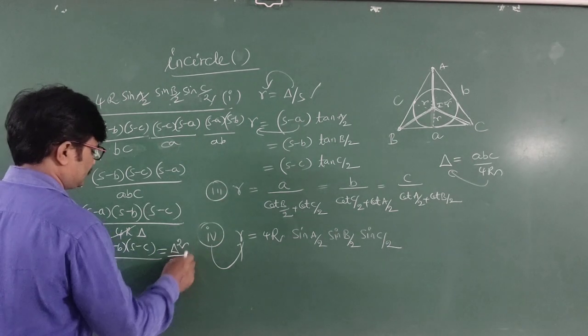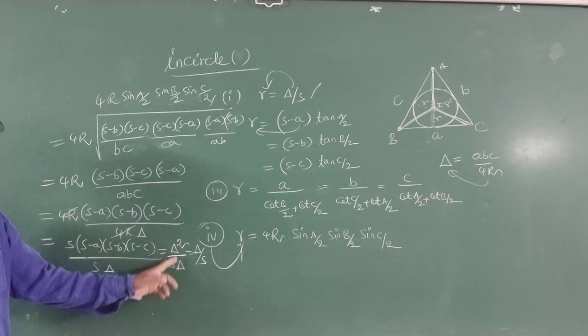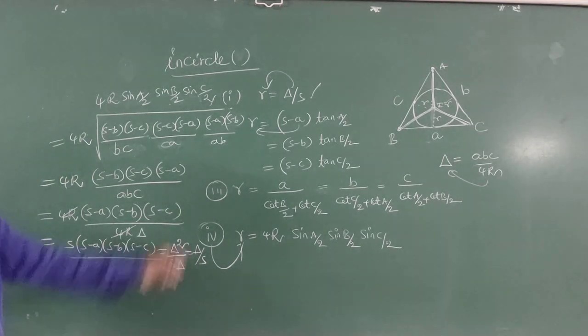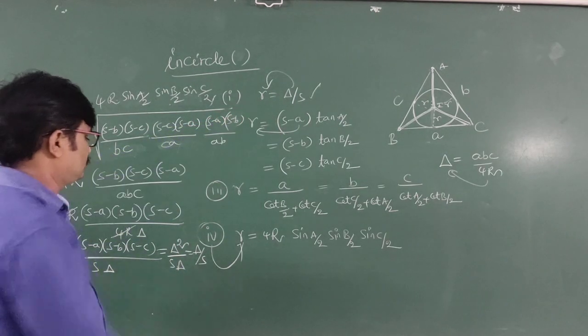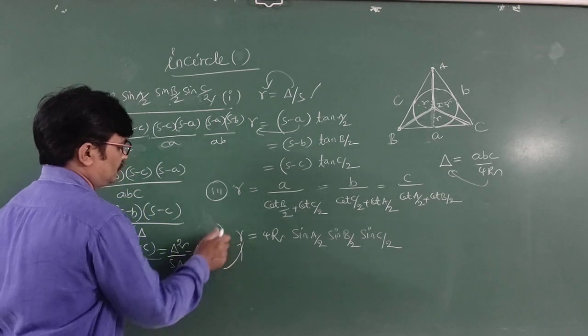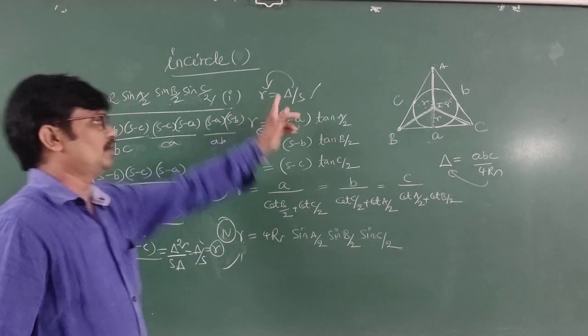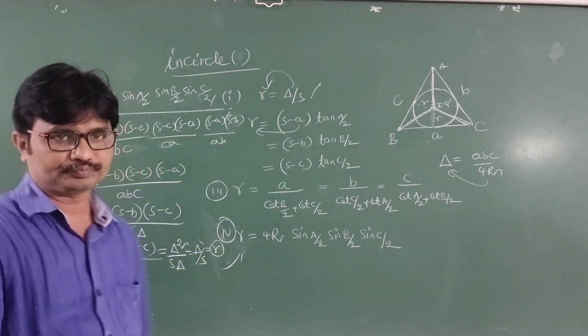My dear students, what is there here? Delta cancels, and delta by s is the small r. So students, the proofs are not necessary, but all of you learn these formulas by heart. The small r is delta by s.